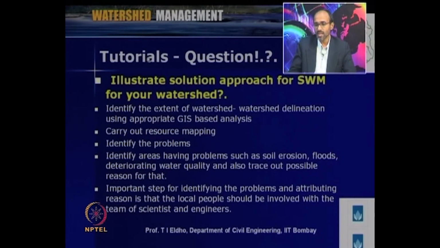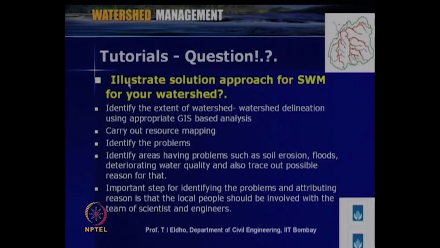So, before closing this lecture, there is one tutorial question: illustrate a solution approach for sustainable watershed management for the particular watershed in which you are living. Some of the steps are identified here: identify the extent of the watershed, watershed delineation using appropriate GIS-based analysis, then carry out resource mapping, and identify areas having problems such as soil erosion, floods, etc. Then the important steps are identifying the problems and attributing reasons for each particular problem. So, you can do a sustainable watershed management approach for your particular watershed. So, this is a tutorial question.